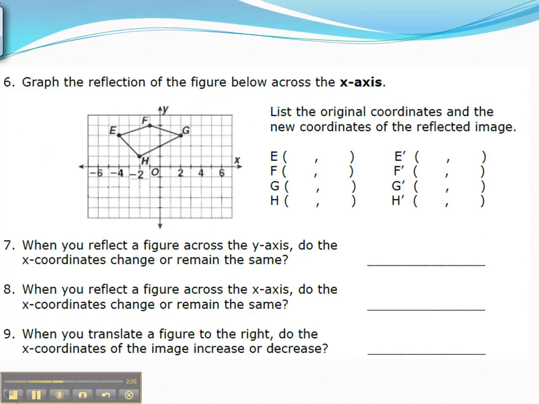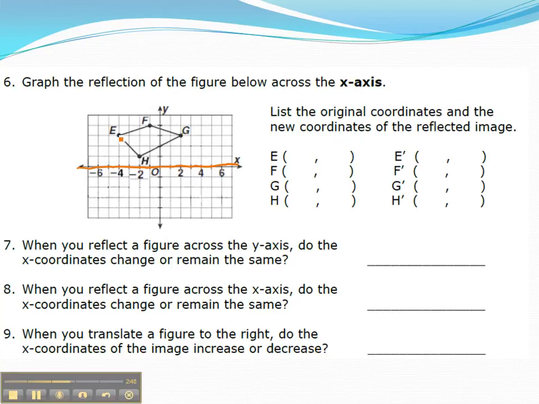On 6, we need to graph the reflection of the figure below across the x-axis. And remember, I told you if you're doing a reflection, you should highlight the axis you're reflecting across. So I'm going to darken that x-axis. We also need to list the original coordinates and the new coordinates of the reflected image.